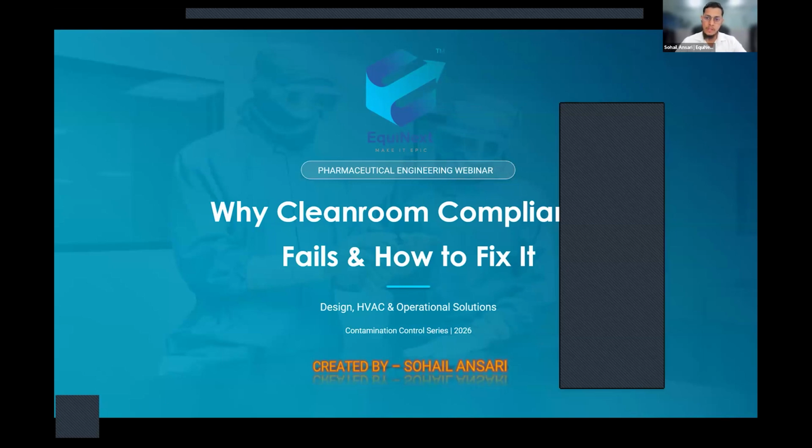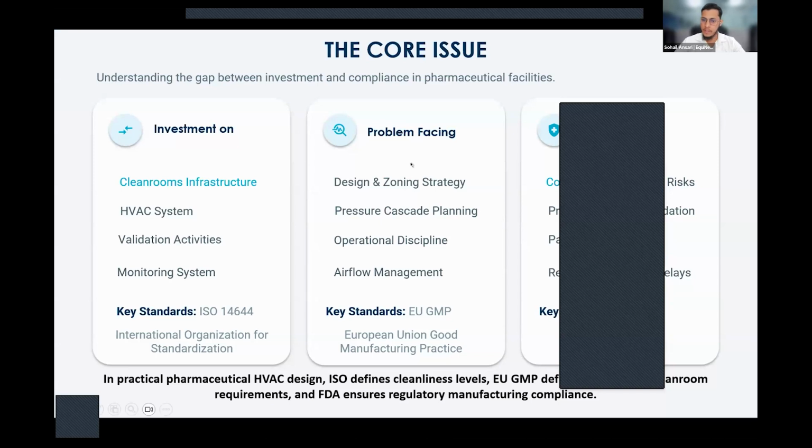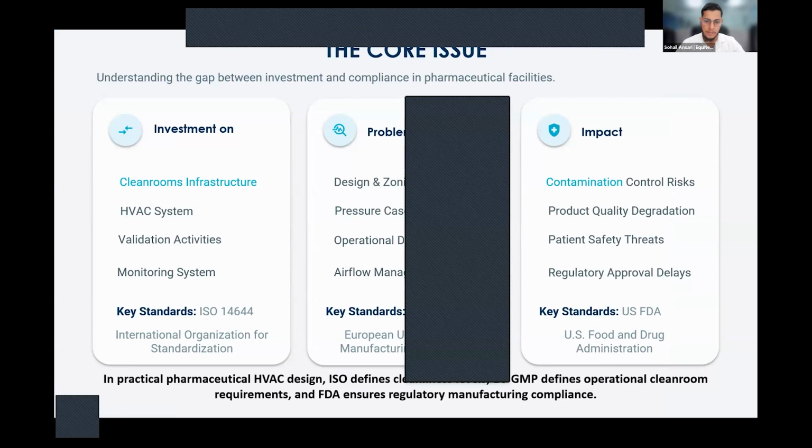Today, pharmaceutical companies are heavily investing in cleanroom infrastructure, HVAC systems, validation activities, and monitoring systems. But despite these investments, many facilities are still facing problems in designing zoning strategies, pressure cascade planning, operational discipline, and airflow management. If these issues are not solved, they can directly impact contamination control risk, product quality, patient safety, and regulatory approval timelines.